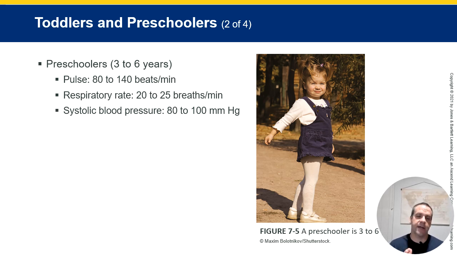Now let's talk a little bit more about vital signs for this age group, right? The typical vital signs for preschoolers from 3 to 6: pulse 80 to 140 beats per minute, respiratory rate 20 to 25 breaths per minute, and systolic blood pressure 80 to 100 millimeters of mercury.